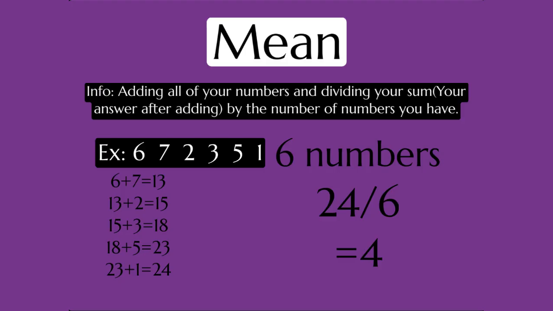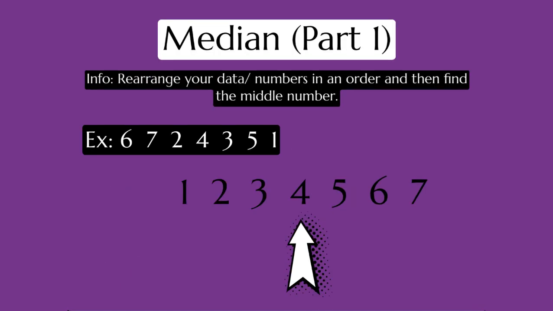Continuing on, we need to find how many numbers we have here. So let's count. 1, 2, 3, 4, 5, and 6. We have 6 numbers. So now all we have to do is divide 24 by 6, which gives us a perfect 4. Moving on to the median, this one is probably one of the easiest of the 4.